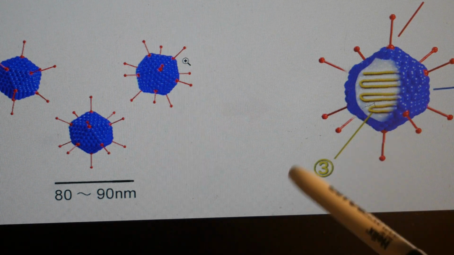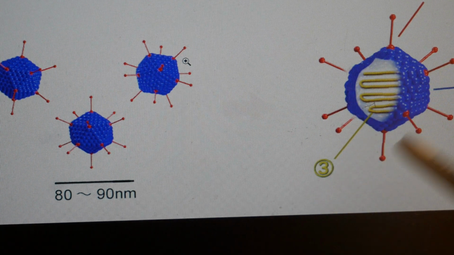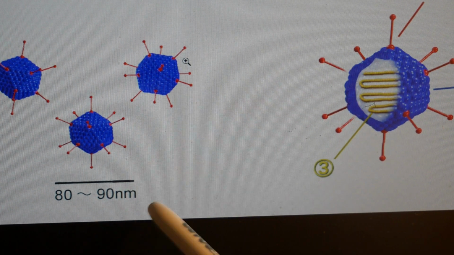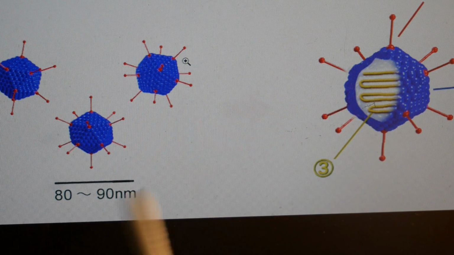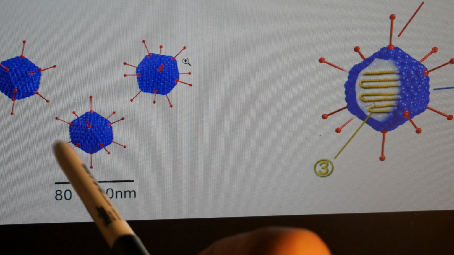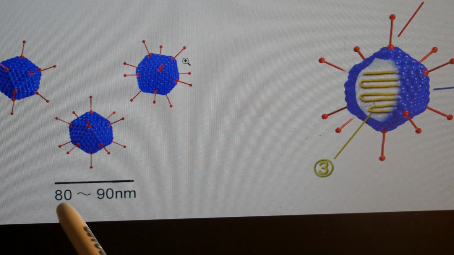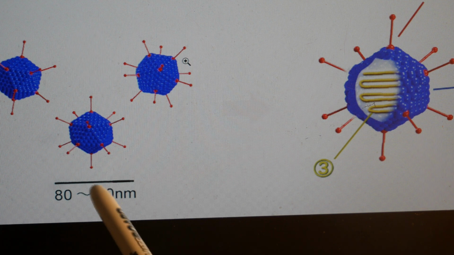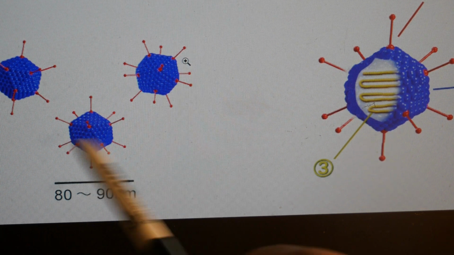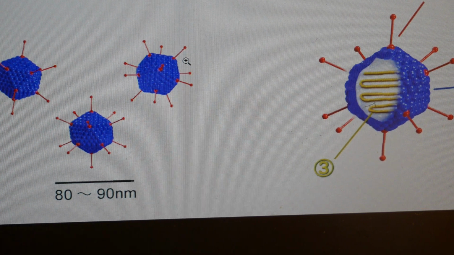So this is the overall adenovirus structure, and it's 80 to 90 nanometers across. You can see the dimensions there. The actual capsid is probably about 50-60 nanometers across. So that gives you an idea.